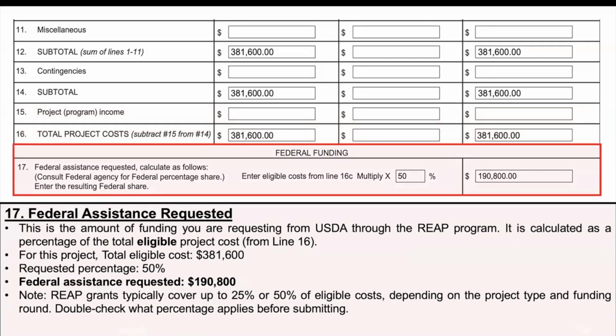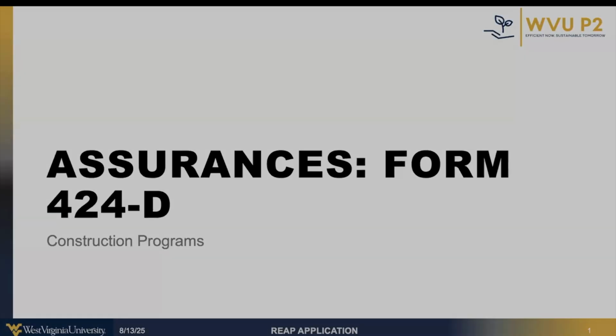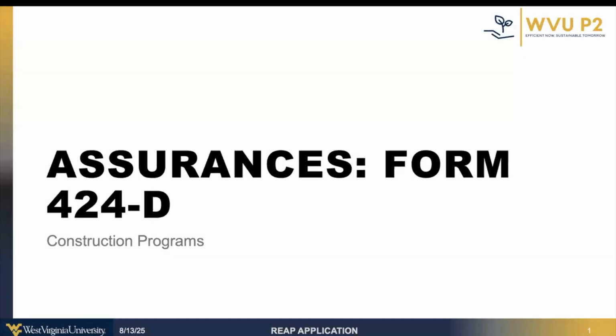Line 17 is the federal assistance requested. We are requesting a grant of 50% of total costs. That comes out to be $190,800 for this project. In this section, we will go over Form 424D.